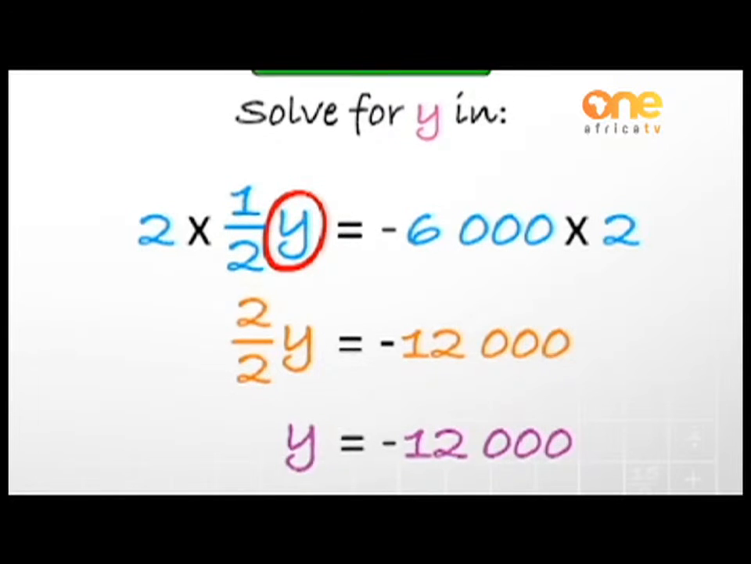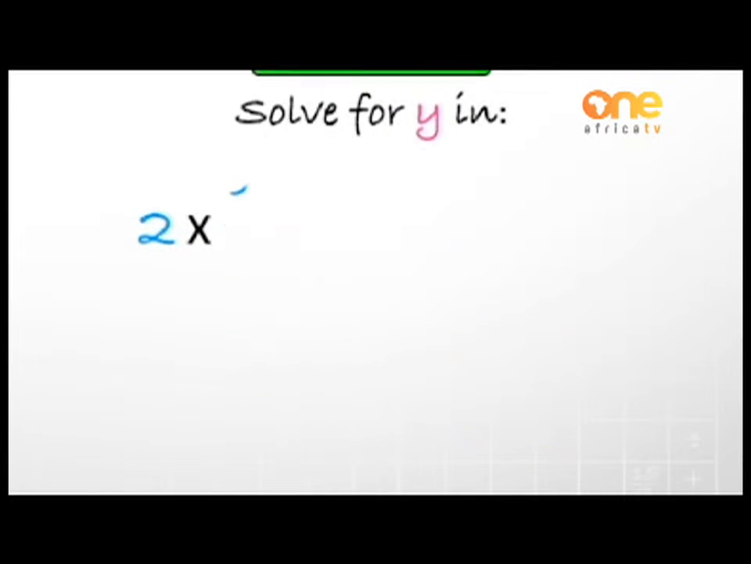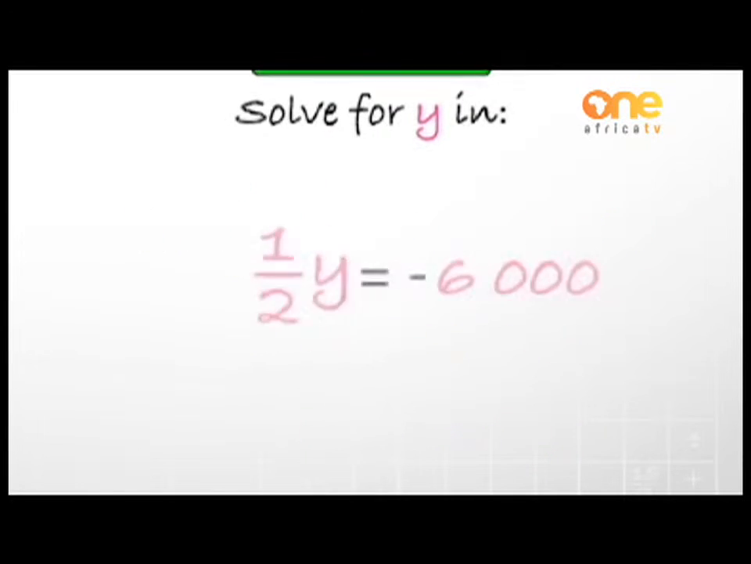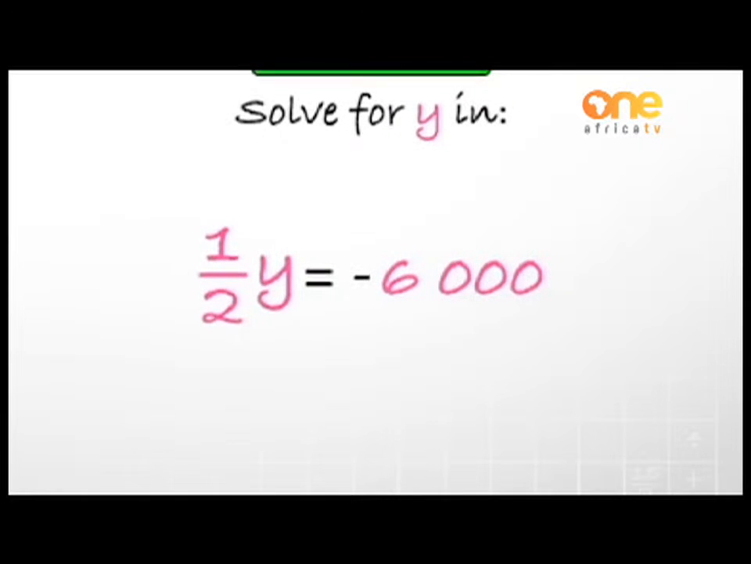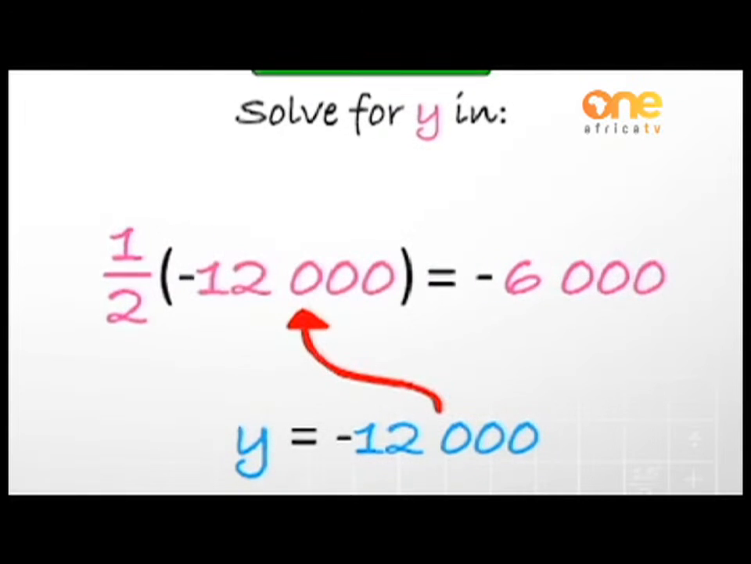Again, how do we know that we have solved this equation correctly? Well, let's wipe the screen clean and focus only on our original equation. If we take minus 12,000 and substitute it into the y, we get a half times minus 12,000. This equals minus 6,000. If you look at the right-hand side of the equation, guess what? We have a minus 6,000. So we know that we are correct.